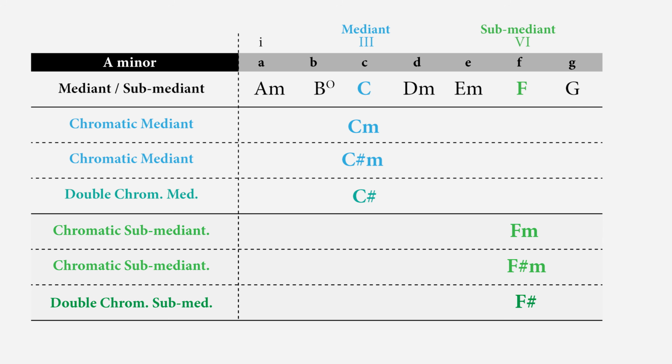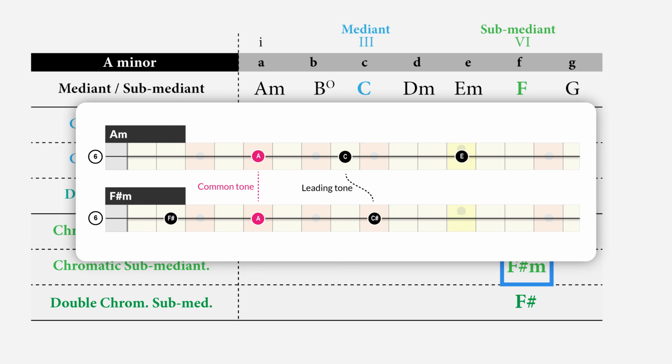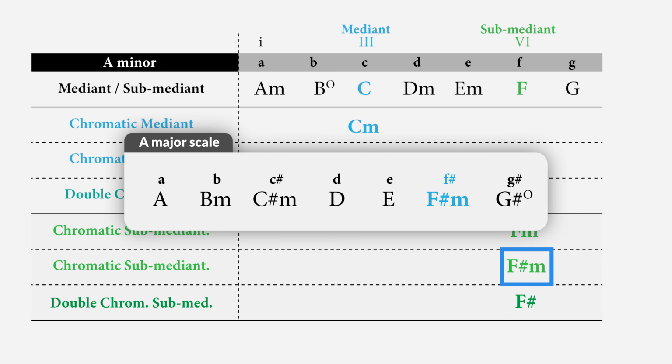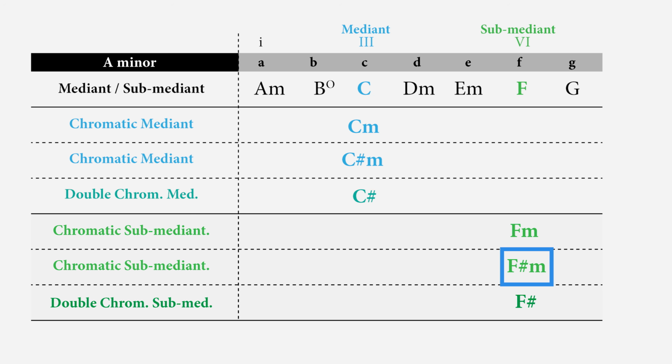Another chromatic submediant is the F-sharp minor chord, which has one note in common with the tonic A minor, and that's the note A. Now the F-sharp minor chord is also the 6th degree in the parallel major scale of A minor, which is A major, of course. Both chords, A minor and F-sharp minor, together sound like this.